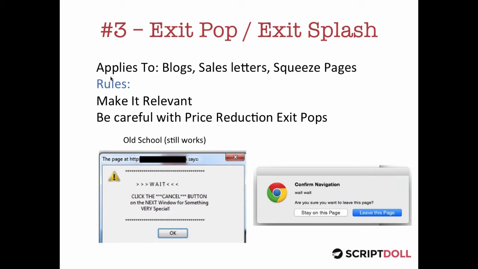So the rules for exit pops and exit splashes: you need to make them relevant. Obviously, they need to be relevant to the main offer that you're showing on the page, right? So if you're talking about video marketing and then you have an exit pop to a CPA thing, it's not going to really work for you, right? Because it's not related at all. I mean, it could work if they're leaving the offer without doing anything and they're not buying. Maybe they would be interested in something else, and you can actually test that out and try complimentary offers or supplementary offers, things like that.